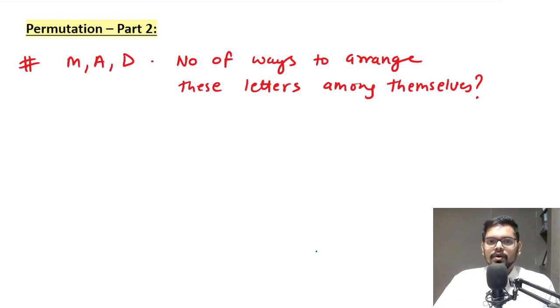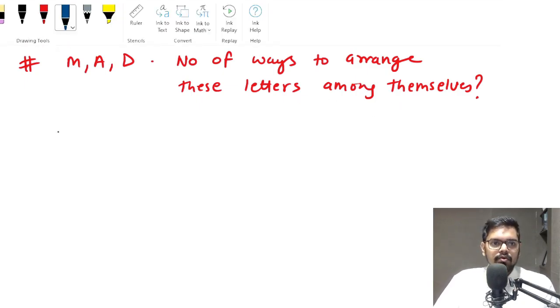Welcome to part 2 of permutation, and let us start the lecture with the very first question. I have three letters, MAD. You have to find the number of ways to arrange these letters among themselves. Pause the video, try by yourself, then look at my solution.